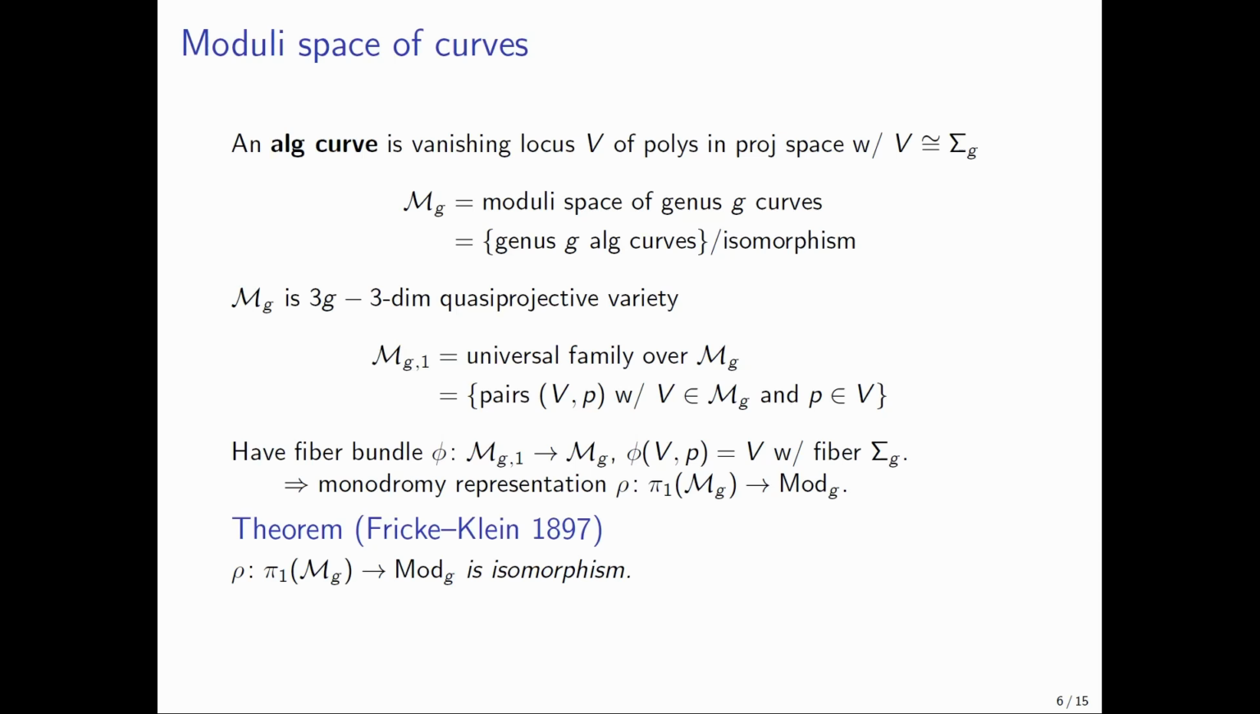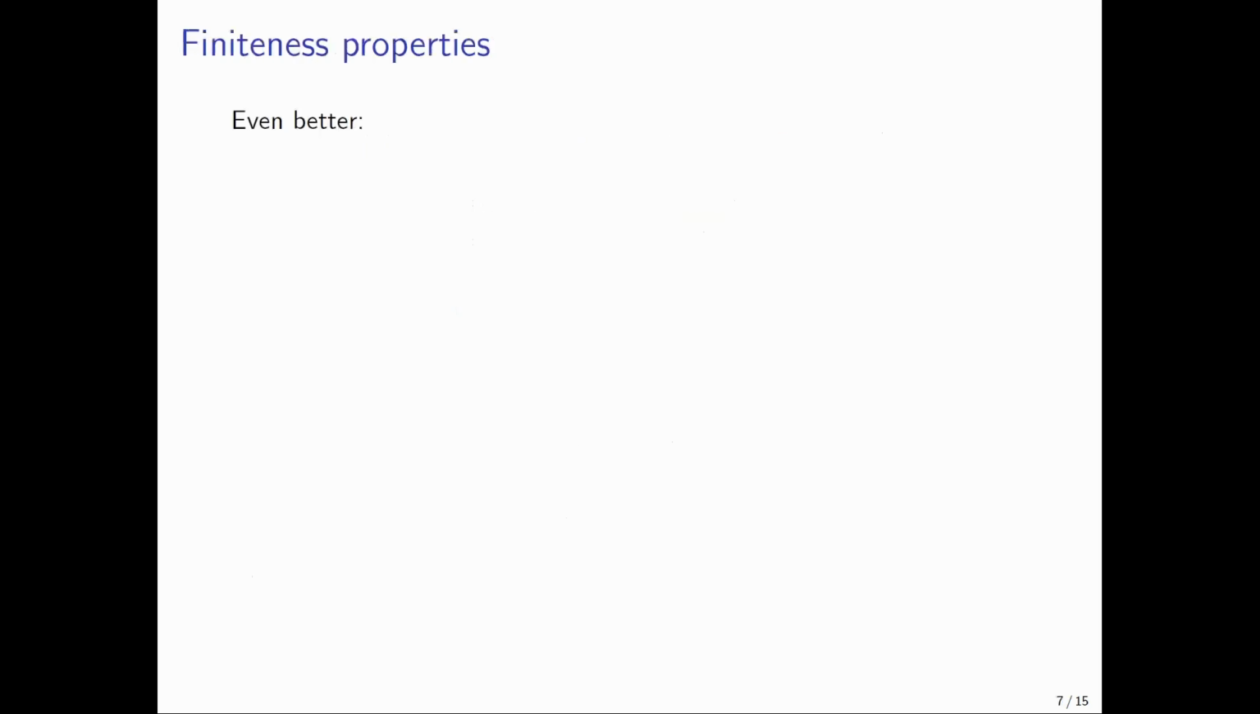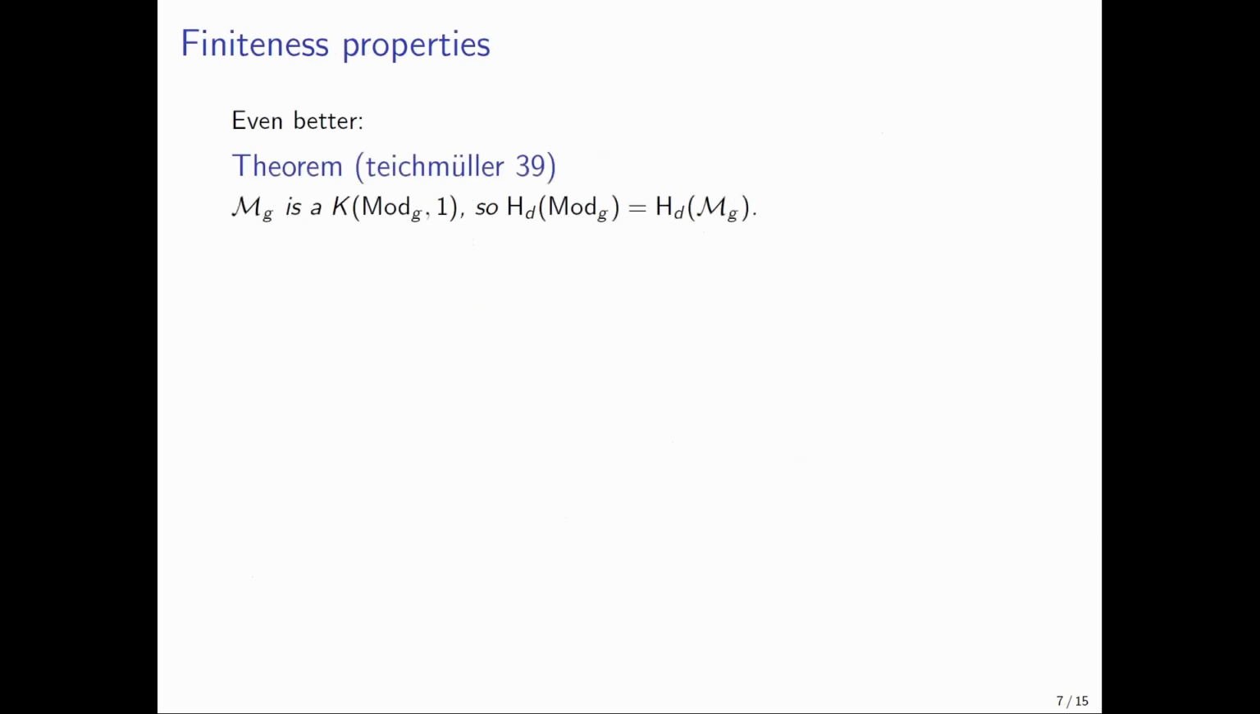So this is why algebraic geometers care about the mapping class group so much: algebraic curves are the most basic objects in algebraic geometry, and this is the fundamental group of their moduli space. But in fact, something even better is true. This is a theorem discovered by Teichmuller in 1939, that in the world of stacks, M_g is an Eilenberg-MacLane space for the mapping class group. So its universal cover in the category of stacks is actually contractible. And that's the Teichmuller space I talked about earlier.